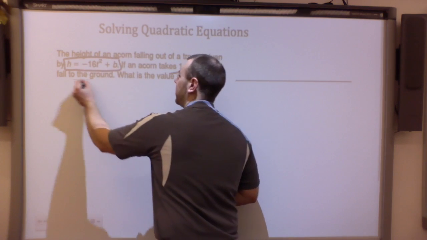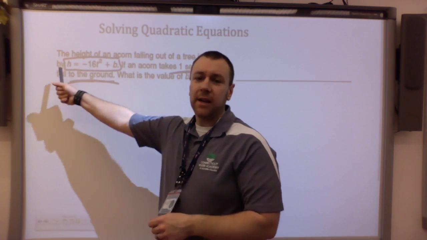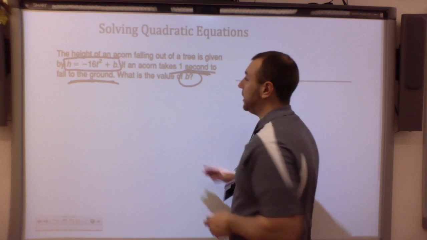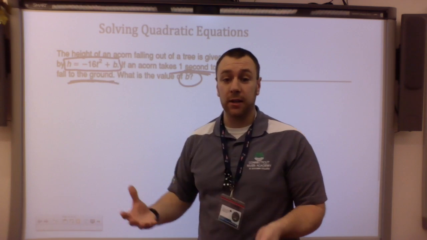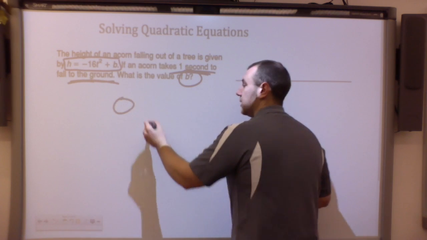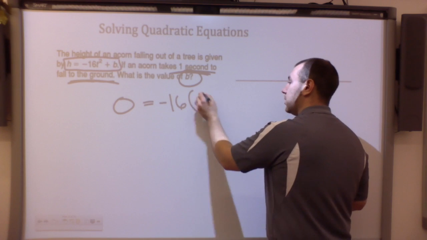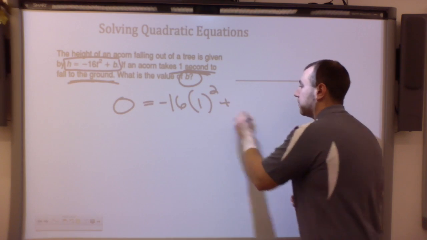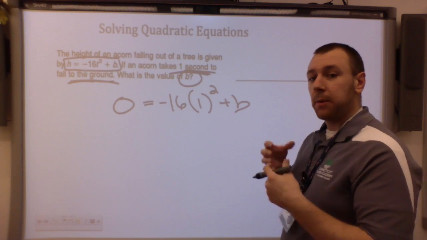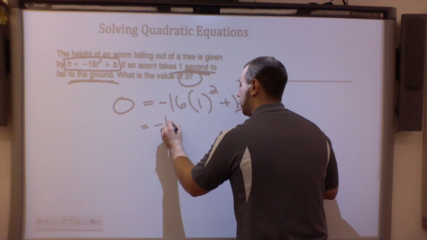And it says fall to the ground. Fall to the ground means that my h is 0. And it's asking for what is the value of b. So b is the only thing that I'm not going to know. So what I'm going to do is I'm going to take that and I'm going to plug it in. 0 equals -16 times 1 squared plus b. Now I'm just solving. Okay? The trick is to plug in what you know and then solve. 1 squared is 1.